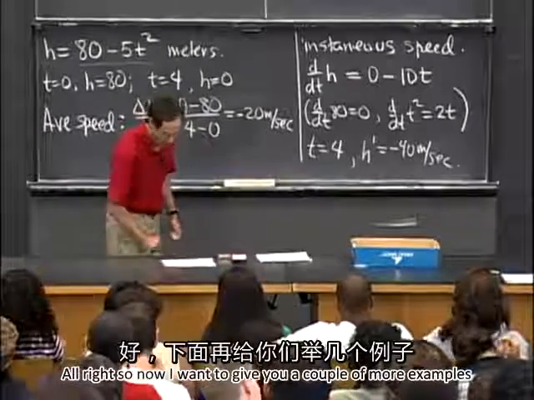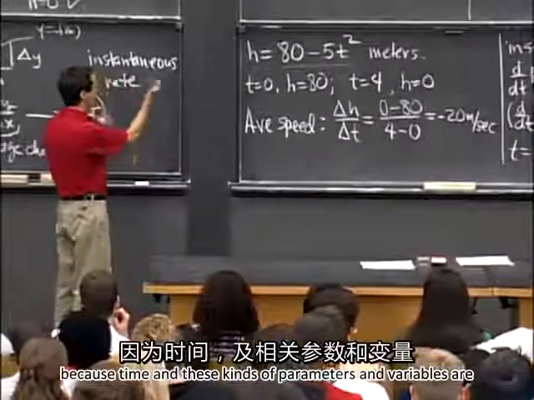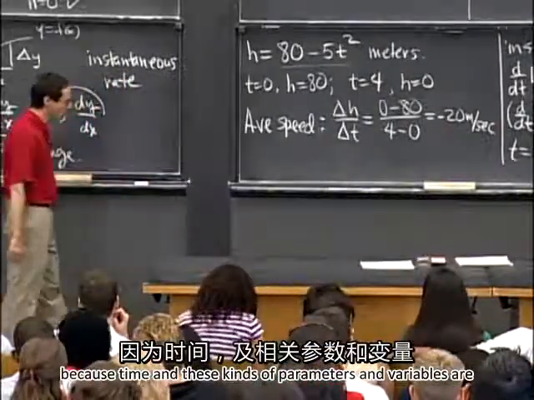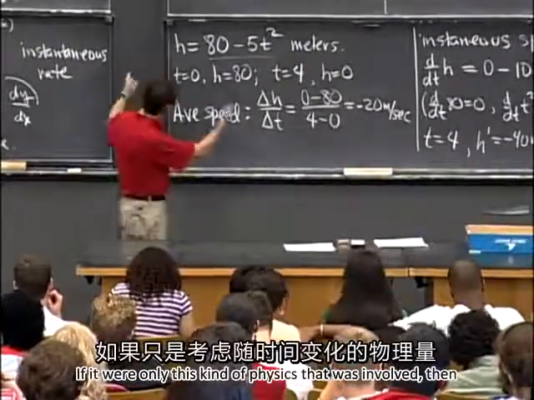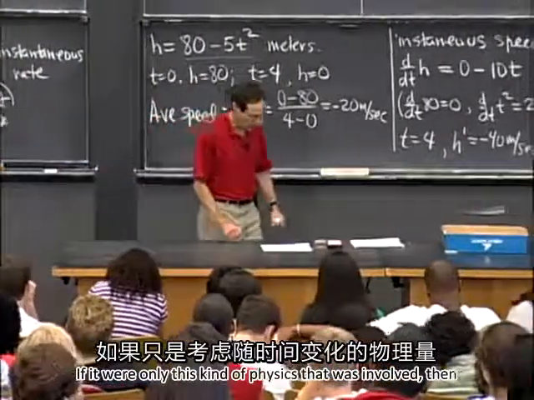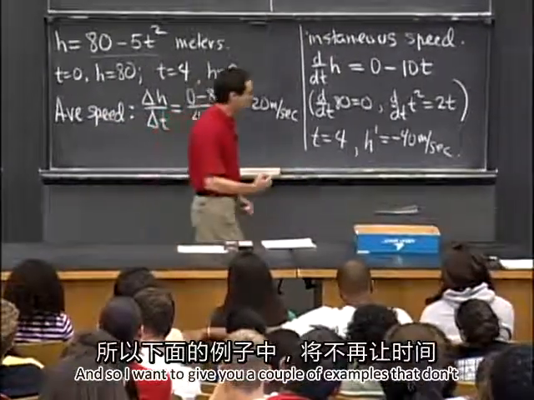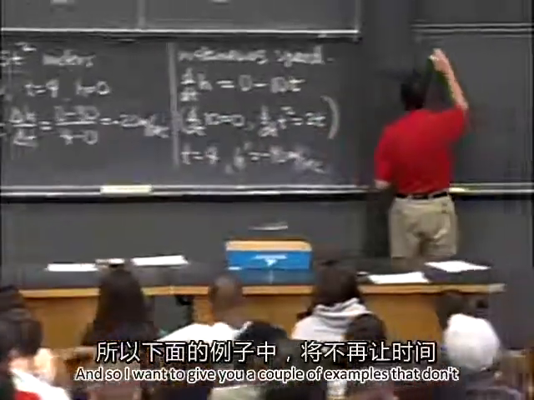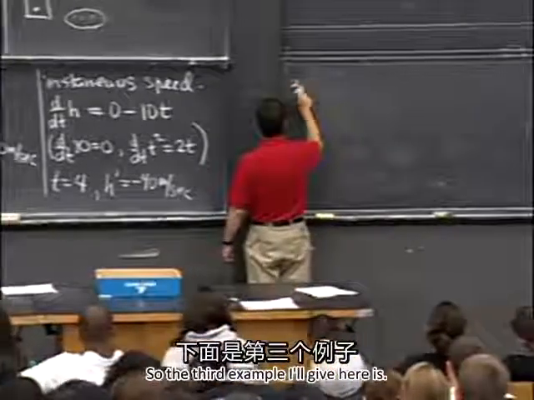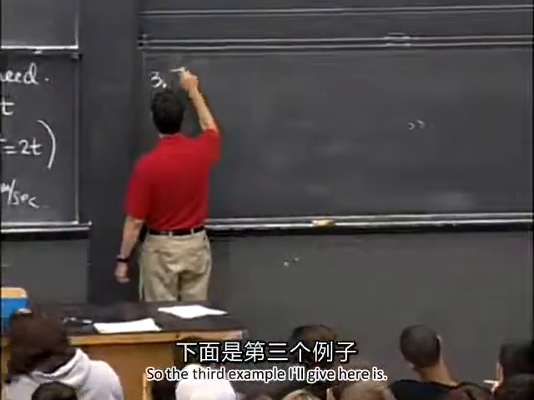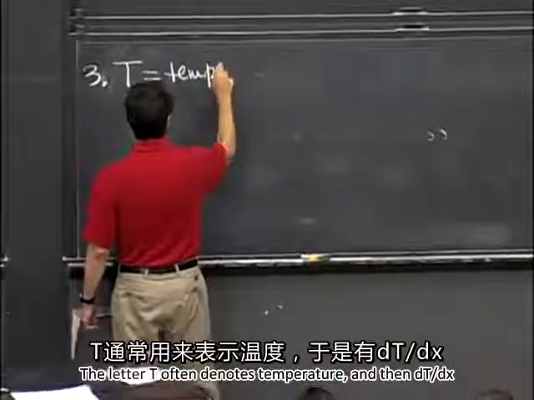All right, so now I want to give you a couple more examples because time, and these kinds of parameters and variables, are not the only ones that are important for calculus. If it were only this kind of physics that was involved, then this would be a much more specialized subject than it is. And so I want to give you a couple of examples that don't involve time as a variable. So the third example I'll give here is the letter T often denotes temperature.